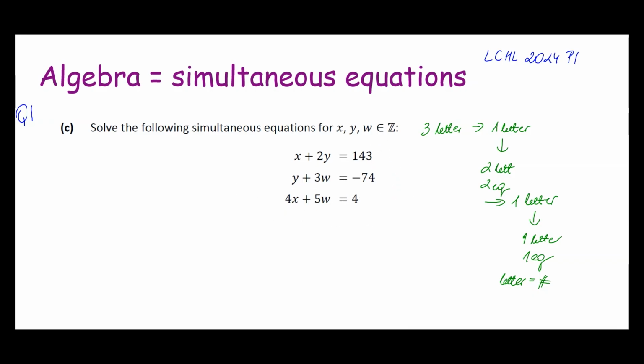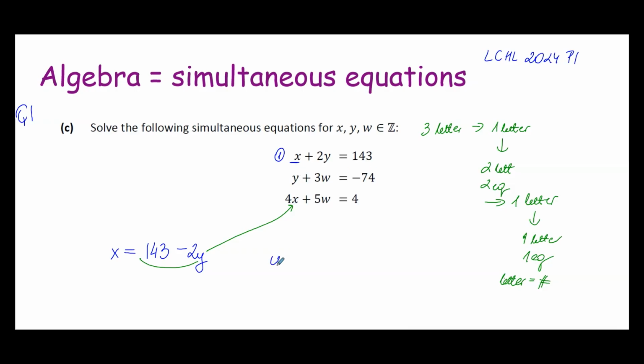The second method is the method of substitution, and that's the one I want to use here because we have letters without numbers beside them, so that is an excellent example. So let's take our first equation. We're going to move that 2y to the other side. So we have x equals 143 minus 2y. Now, why do we do that? Because now we can take this expression for x and replace x in our other equation.